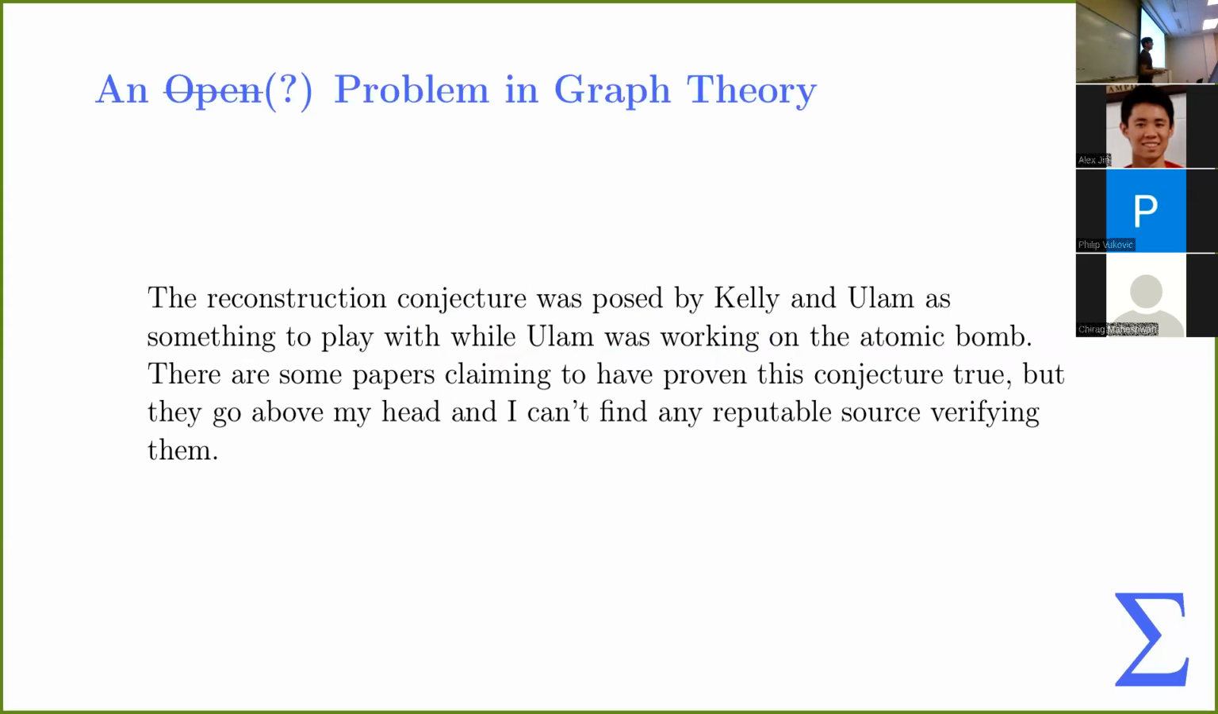The reconstruction conjecture was posed by Kelly and Ulam, and Ulam was actually one of the scientists who worked on the atomic bomb. So when they were working on the atomic bomb, they were just thinking about this problem. There are some papers from 2022 claiming to have solved this problem, but one of the authors on the paper has a Yahoo email. I don't know how much I trust them. This is one of those problems that is pretty cool and important in graph theory. Unless that paper is an actual proof, it is still an open problem.